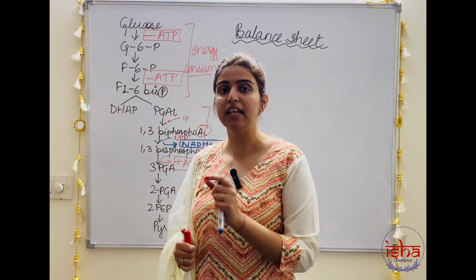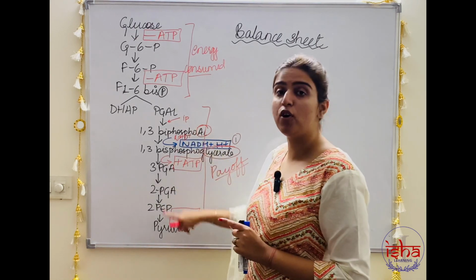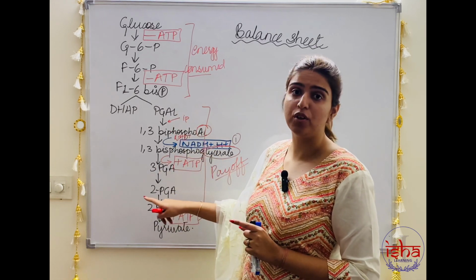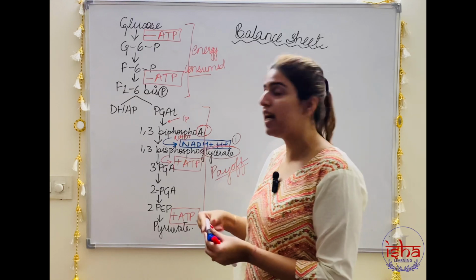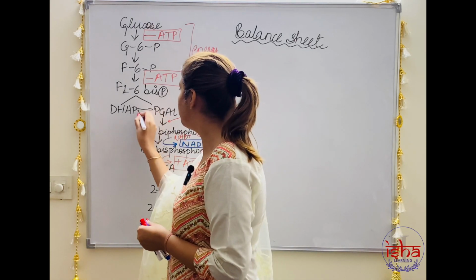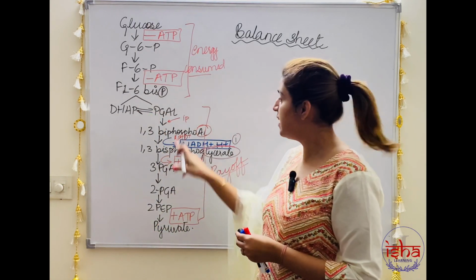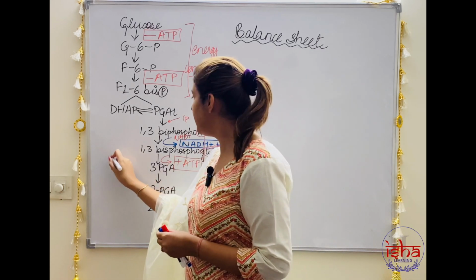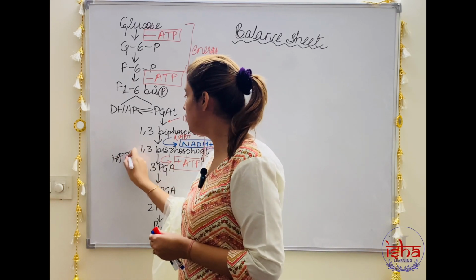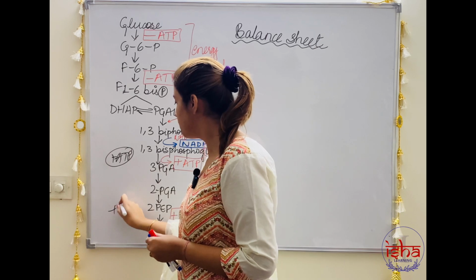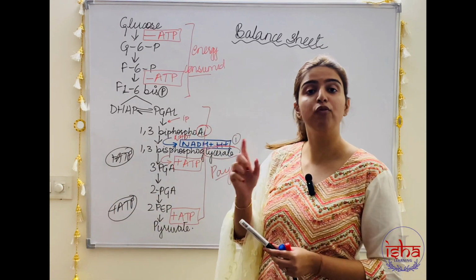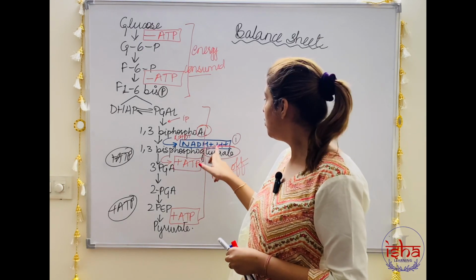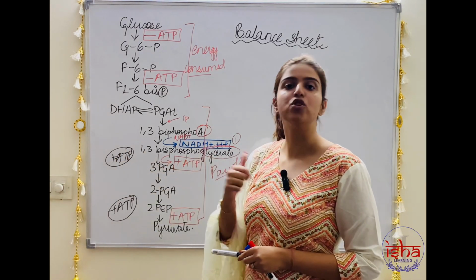But keep in mind that this is only from the PGAL molecule. We know that the DHAP is also going to get isomerized into PGAL. So the same reaction is going to give me 1 ATP here also and 1 ATP here also. So in the payoff phase, therefore, we are going to gain 4 ATP and 2 NADH plus H plus.